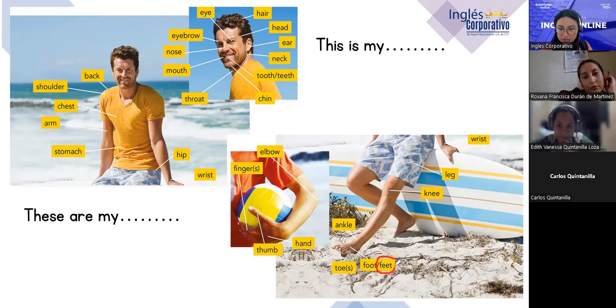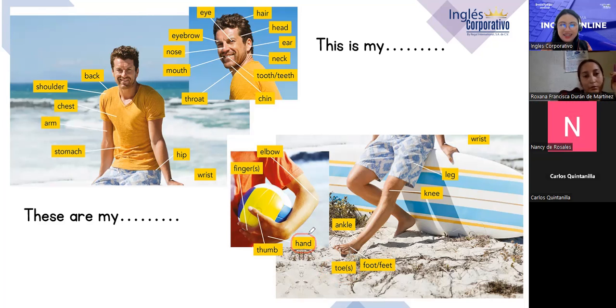Feet, solo está feet. Toes. Toes, because it's in plural. Hand, porque tengo dos. Hands. Eyes. Ajá, los ojos. Eyes. Teeth. Sí. Los eyebrows, porque tengo dos. ¿Qué más? Ear. Escucha la pronunciación, es E. Ear. Ears.